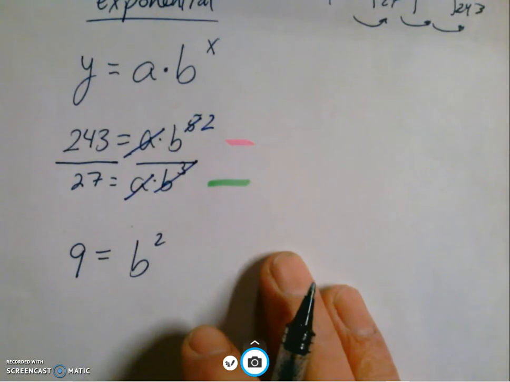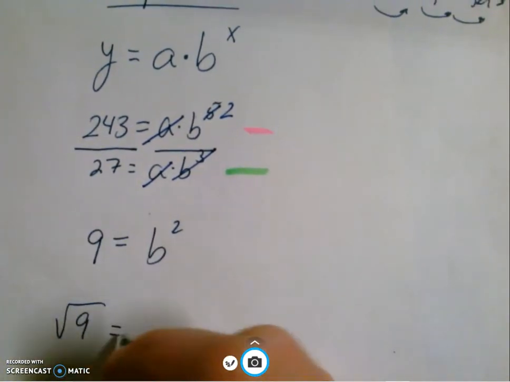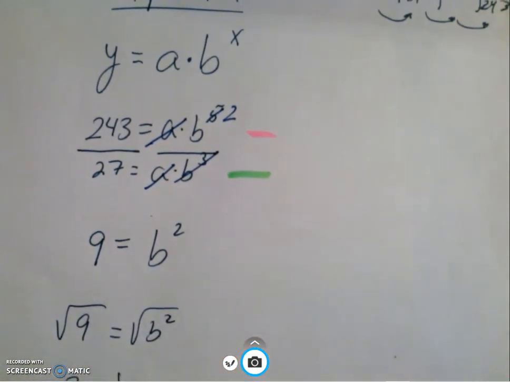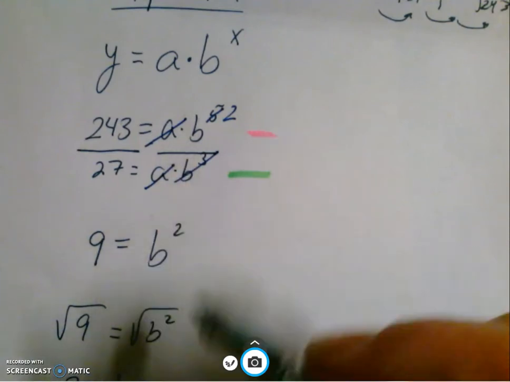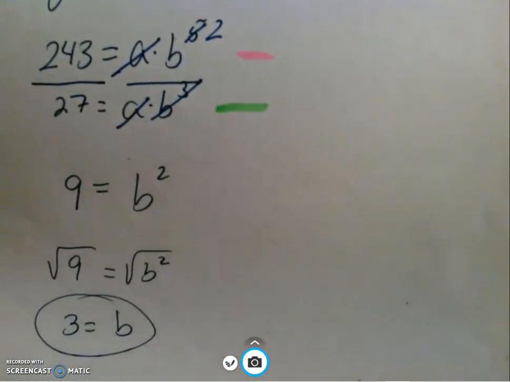In that case, we're trying to get down to b. If you square root both sides, you get 3 equals b. All righty. 3 equals b. And we're not done. 3 equals b. What about a?